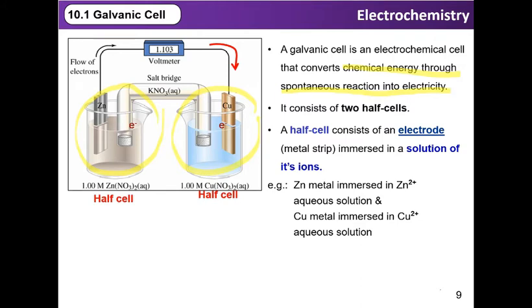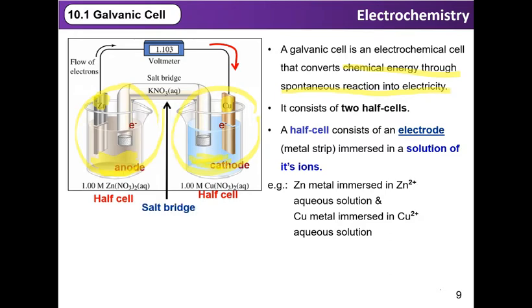A half cell consists of an electrode immersed in a solution of its ion. For example, zinc metal immersed in zinc 2 plus aqueous solution, so it is immersed in a zinc 2 plus solution. While the copper metal, or copper electrode, is immersed in copper 2 plus aqueous solution, so it is immersed in its ion. Immersed in a solution of its ion.